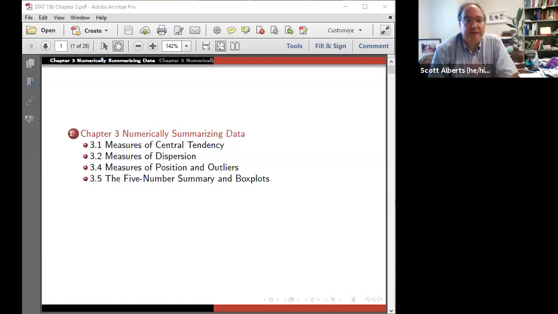Hey guys, here is a brief introduction to chapter three. Chapter three deals with many things that you have seen before, a lot of things about how we think about data in the broadest possible sense. But the chapter is divided up into five sections.